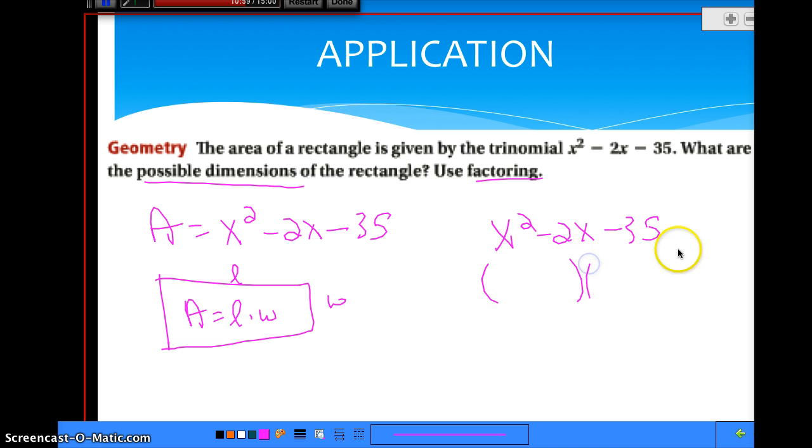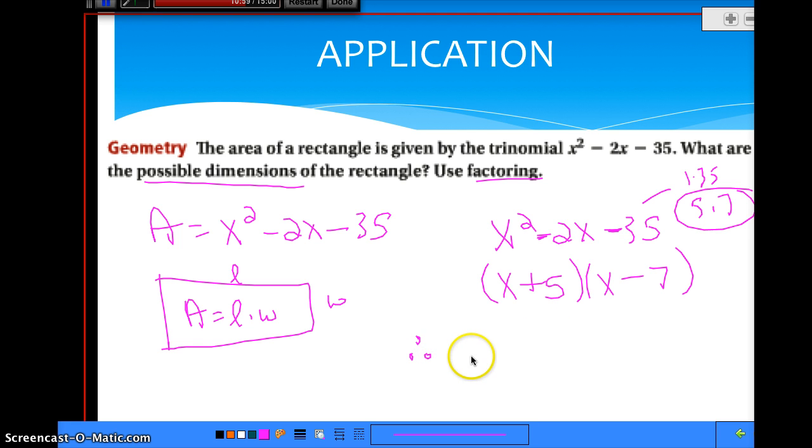No GCF. X times x gives me the first term. It's a negative, so you need different signs. And factors of 35 are 1, 35, 5, and 7. Because these are different, that means you're going to subtract your outers and inners when you combine like terms in FOIL. Which two do you subtract to get to the middle term? The 5 and the 7. The larger always goes with the sign of the middle term. If you can't remember, then go ahead and guess. Then make sure you check with FOIL.